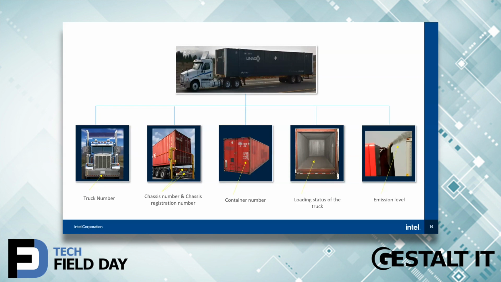What you see here is a typical truck or trailer that we see on the roads. But what we do not realize is there are multiple facets of data here. One is the truck number. Second is the chassis and the chassis registration number. The third is the container number. The fourth is the loading status. And the fifth is the emission level.